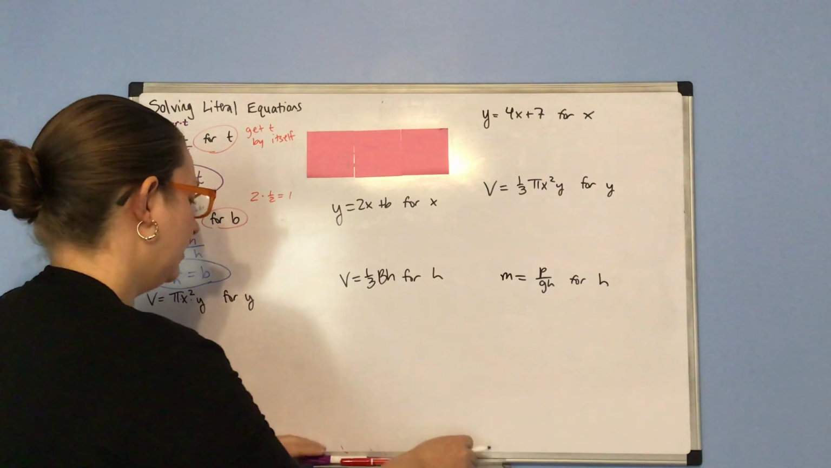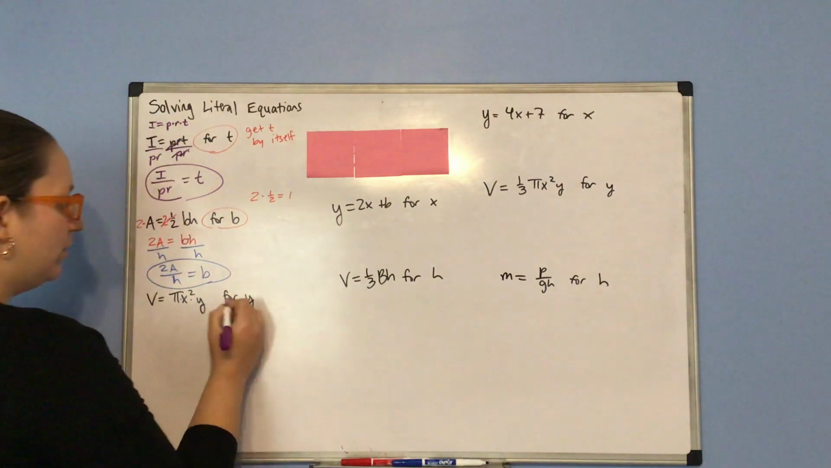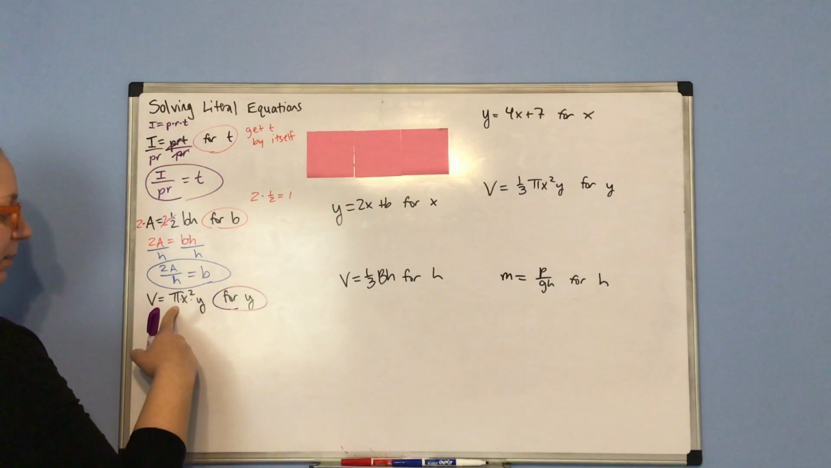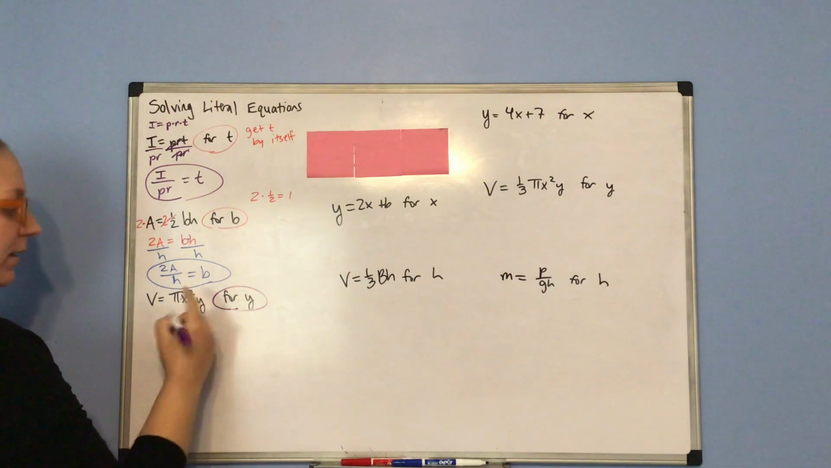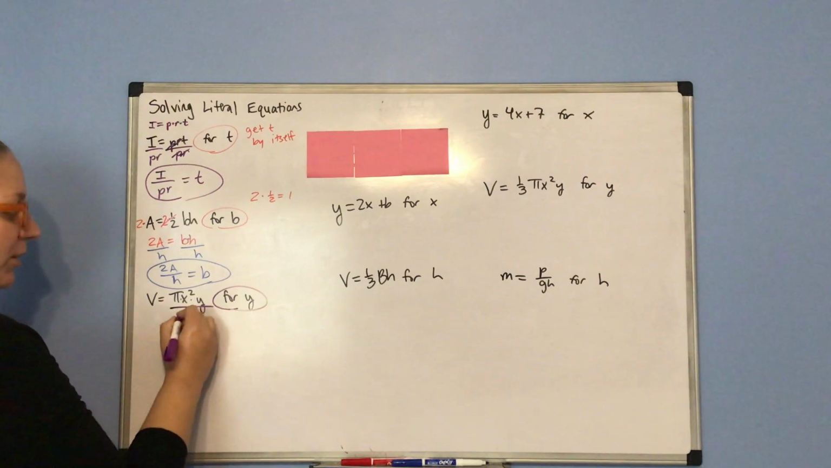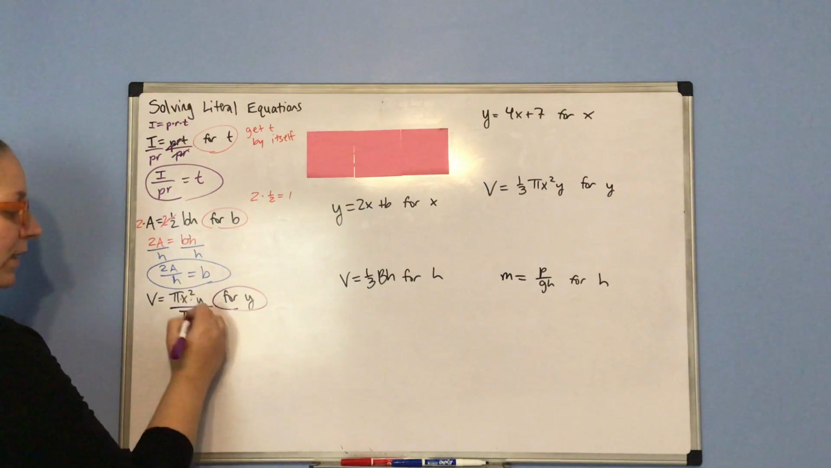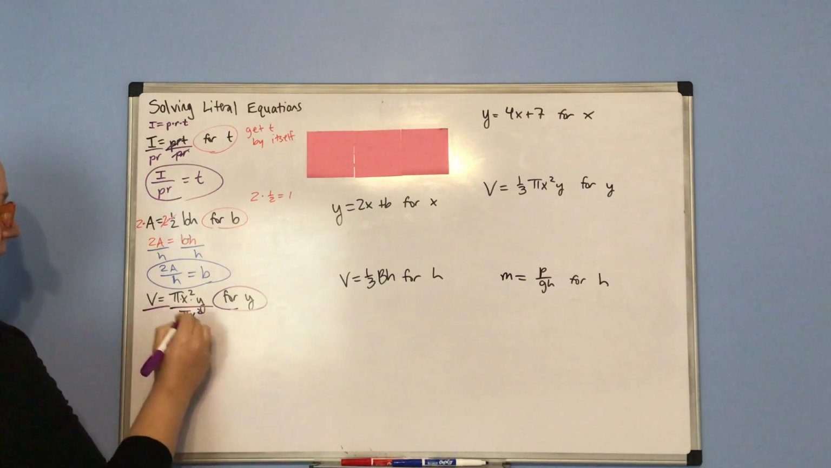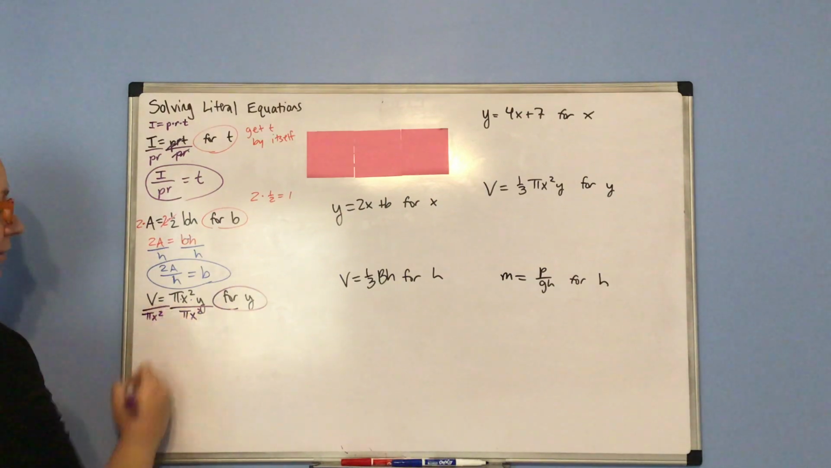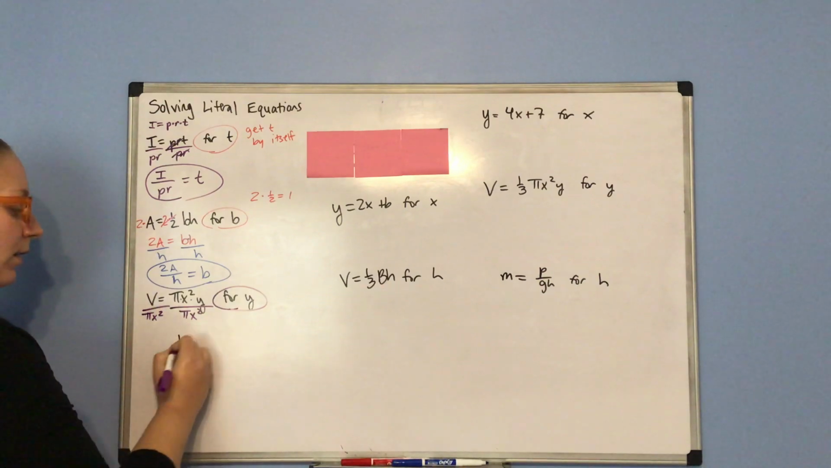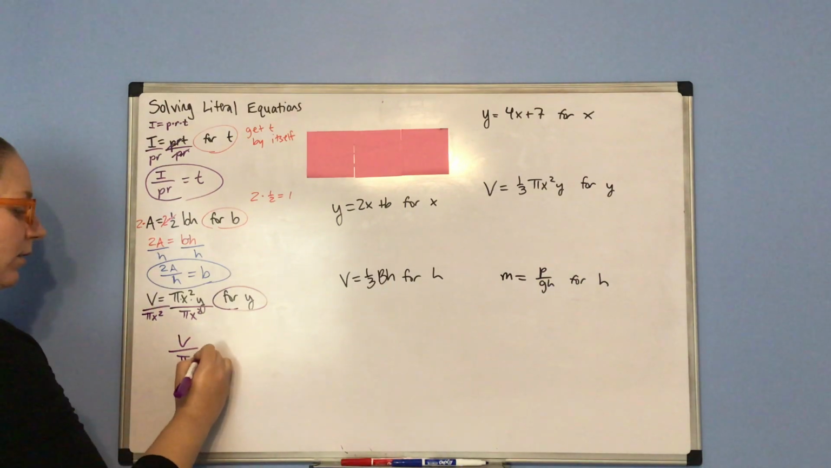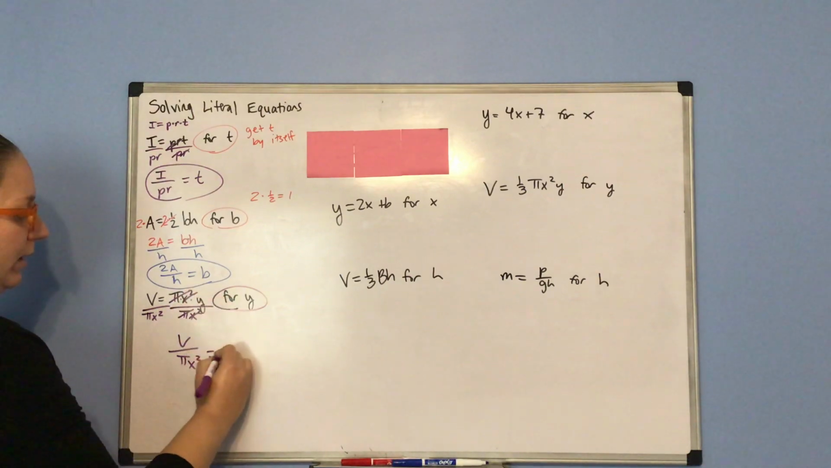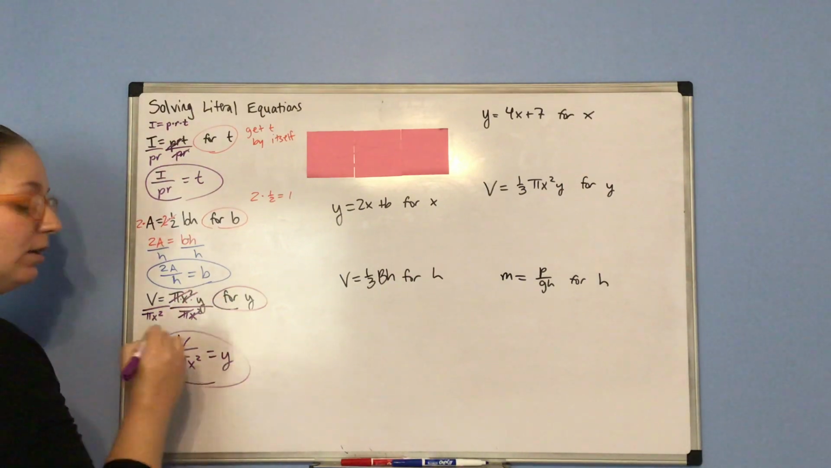What is this problem asking us to do? This problem wants us to get y by itself. So what's happening to y? It's getting multiplied by pi, and it's getting multiplied by x squared. To undo getting multiplied by pi, we divide by pi. To undo multiplying by x squared, we divide by x squared. Anything I do to one side, I have to do to the other. The left-hand side now looks like V over pi x squared. The right-hand side is now just y, so we are finished.